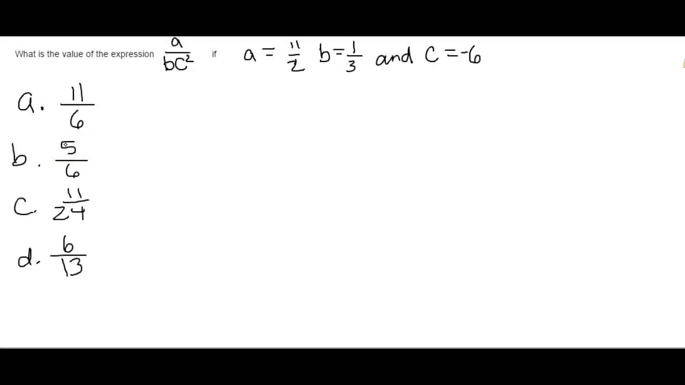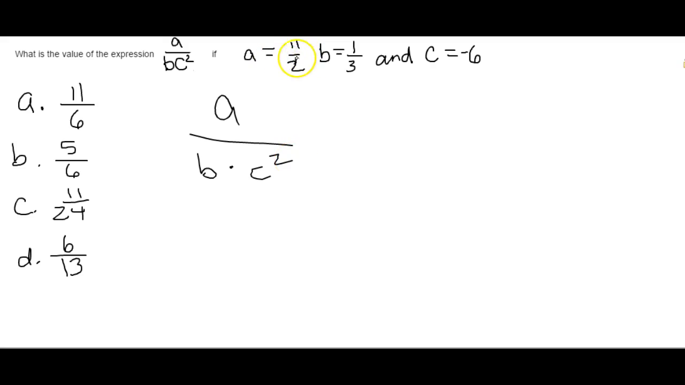Another type of question they can ask is just to take an expression and plug some of our numbers in. They're going to give you all sorts of numbers. We have a couple rational, we have an integer, and we're going to plug them into this expression, a divided by bc squared. We can't forget when you have two variables next to each other that really means they are multiplying. So this is really a divided by b times c squared.